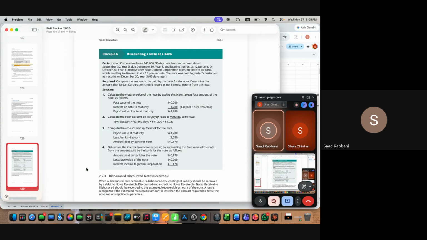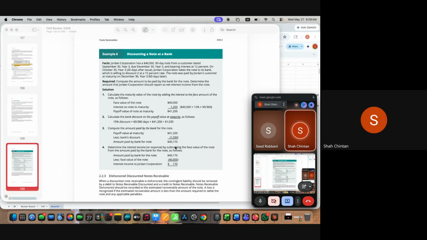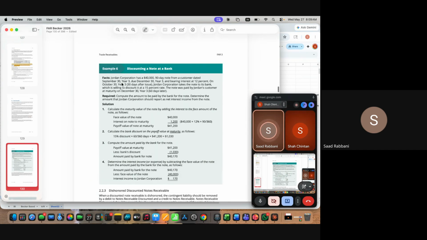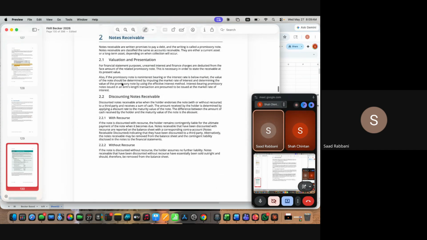Promissory note, the valuation, the third paragraph. Sorry, come again. Notes receivable, the valuation heading, the third paragraph. Also, if the promissory note is non-interest bearing or the interest rate is below the market rate, the value of the note should be determined by the imputed market rate.